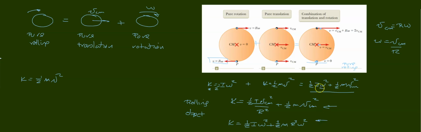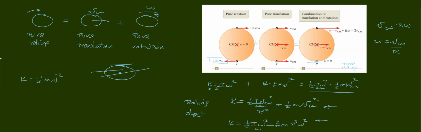And to be very clear, this has to be the moment of inertia with respect to the center of mass. I should have written this before. Remember that the moment of inertia changes according to the axis, if it's around this axis, or if it's here, or it's here. But for this case, it is the moment of inertia calculated around the center of mass.